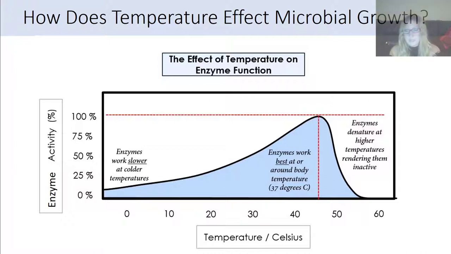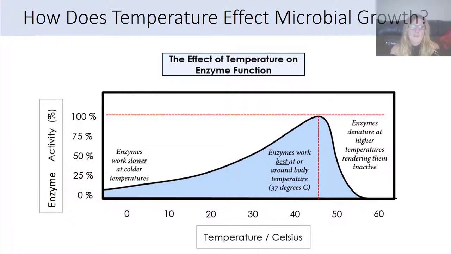So here, for example, I've got a graph of an enzyme that works best at body temperature, which is around 37 degrees Celsius. This preferential temperature is going to vary depending on the enzyme, and it will also depend on the microbe that we're talking about.